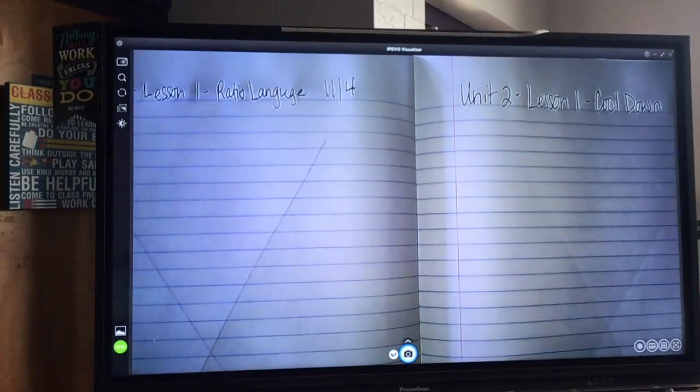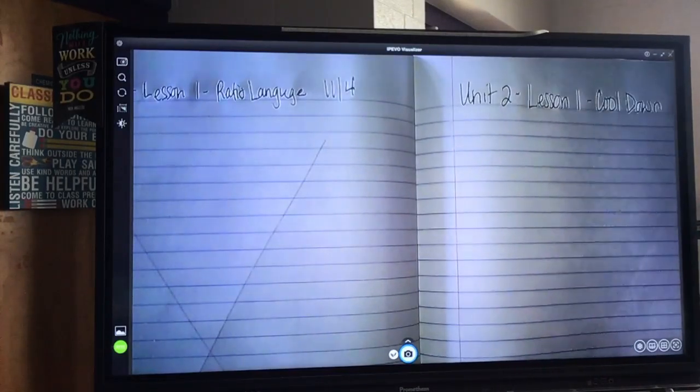So today, you're going to do a foldable, you're going to do a cool down, and you're going to do practice problems. And that's what today is. It's not going to be extensive. The more we practice ratios, unit rates and percents, the better you're going to get. That's what it comes down to.